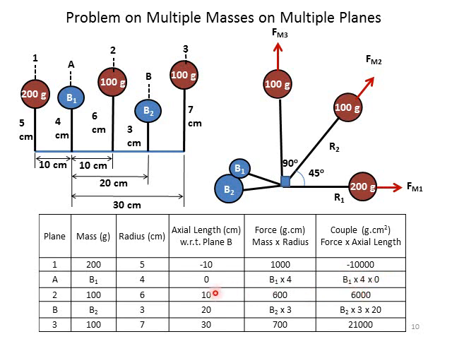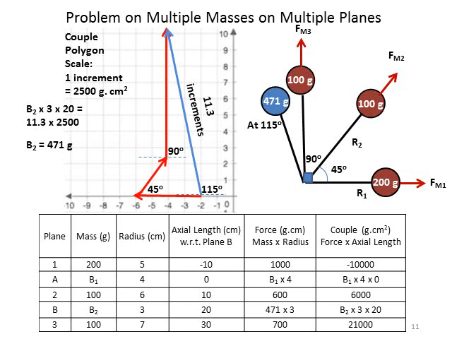Then 600 multiplied by 10 comes to 6000. B2 into 3 into 20, so B2 into 3 into 20. 700 into 30 comes to 21,000. So our table is completed. Now we will draw first the couple polygon and then the force polygon. By the couple polygon we will know B2, and then by the force polygon we will know B1 also. By this means we will get the balancing masses and our problem will be solved.